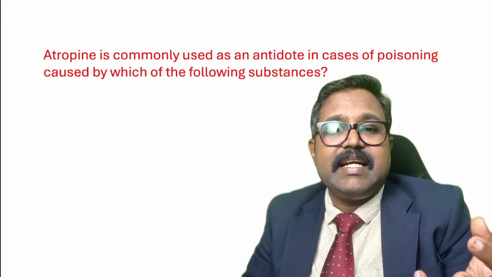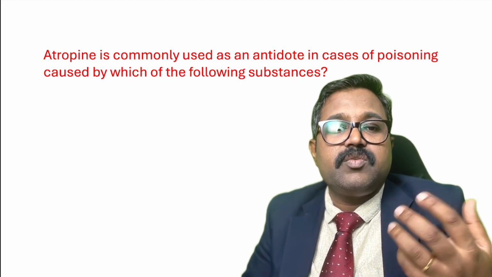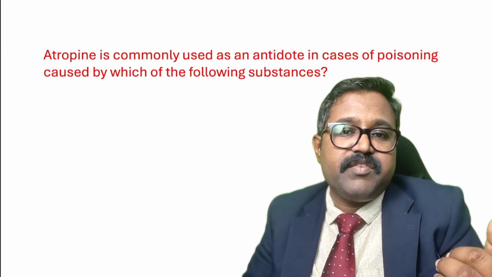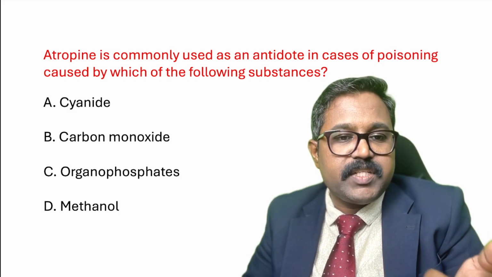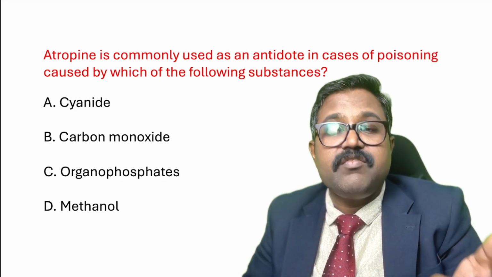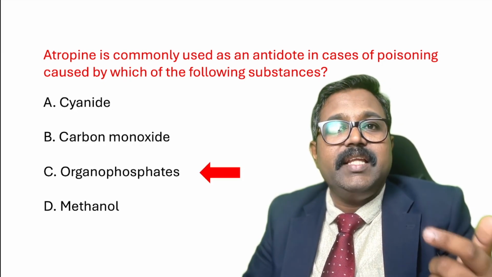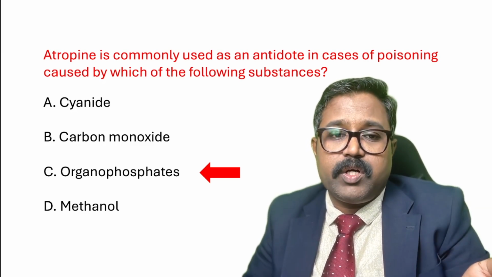So let us understand the atropine topic by going through some MCQs. Atropine is commonly used as an antidote in poisoning caused by which of the following substances: cyanide, carbon monoxide, organophosphate or methanol? Atropine is the antidote of choice in organophosphate compound poisoning as well as in anticholinesterase overdose, that is physostigmine overdose.